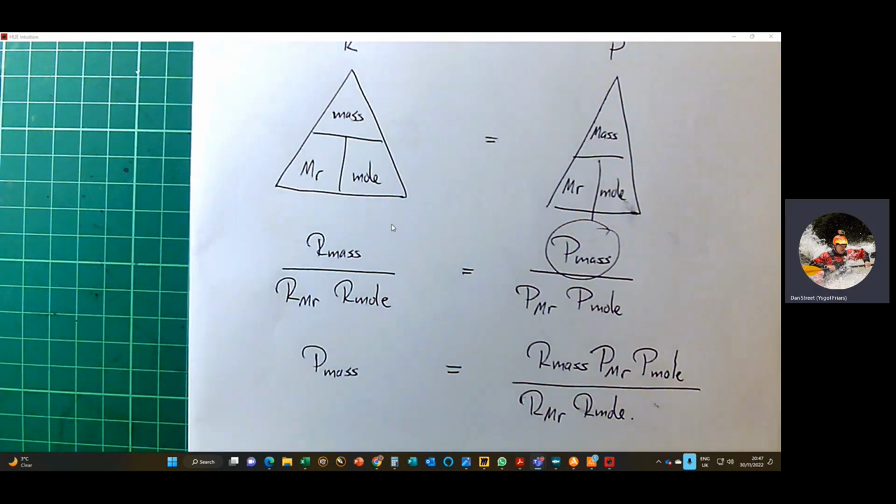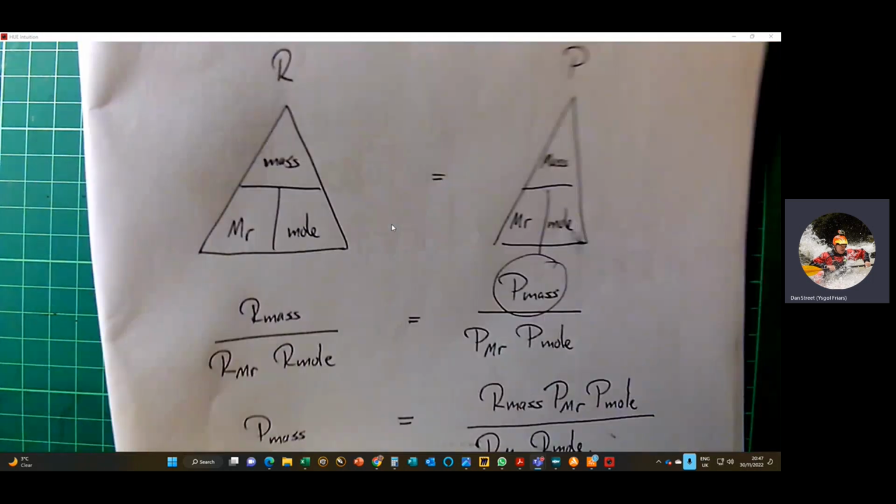Okay, so Mr Varty's method is based on this equation here, but often the two moles, if it's a one-to-one reaction, they cancel each other out anyway, so we don't need to worry about them. Okay, so if we bear that in mind for the calculations.